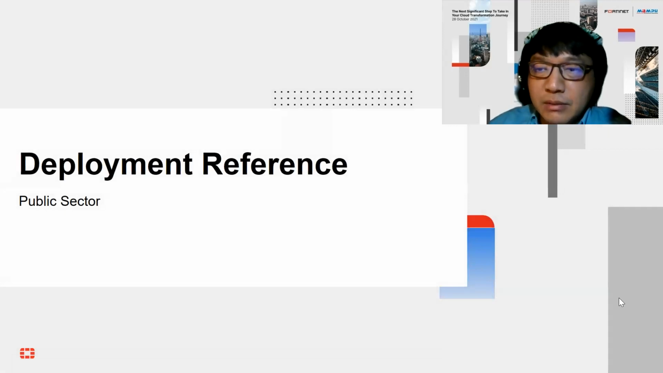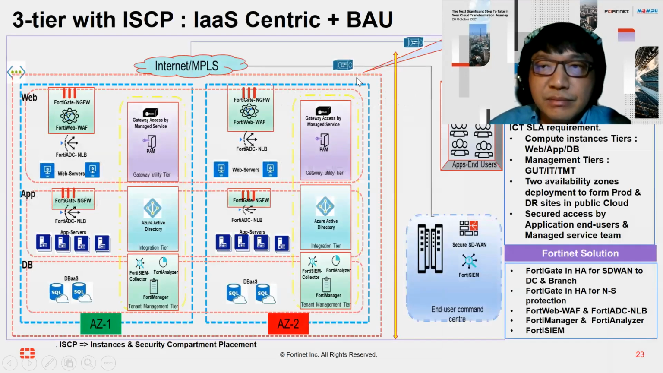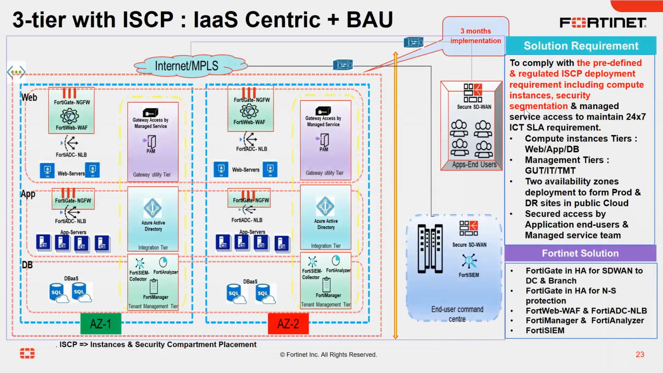Now we move into the deployment reference architecture here. Okay, the first one is widely used in the current ICT environment, moving from current on-premises compute instances to public cloud. So I call this one 3-tier with ISCP, IaaS-centric plus a business-as-usual requirement. ISCP means instance and security compartment placement.